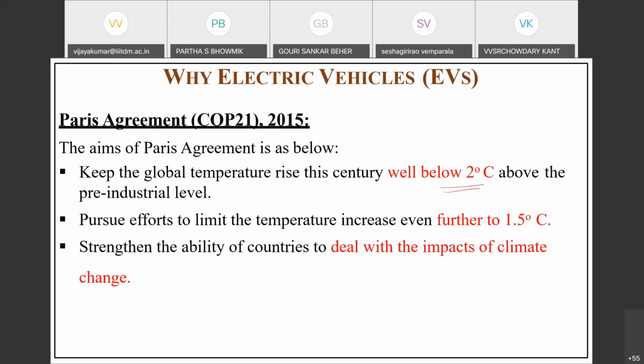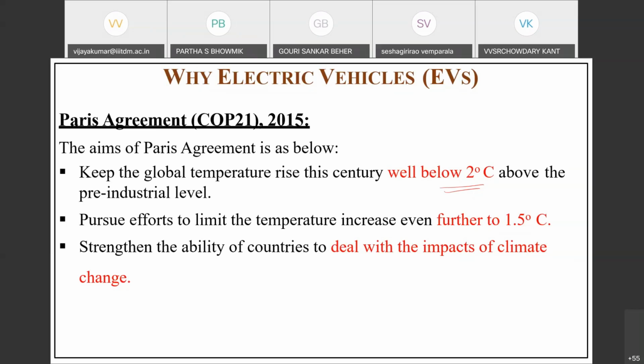Then you may have heard the news that earlier when Trump was in power, he was out of the Paris Agreement. Even when President Biden came into power, immediately on the first day, he signed the Paris Agreement. I hope you have seen the news, right? So that means that the US also can contribute to reduce carbon emissions.